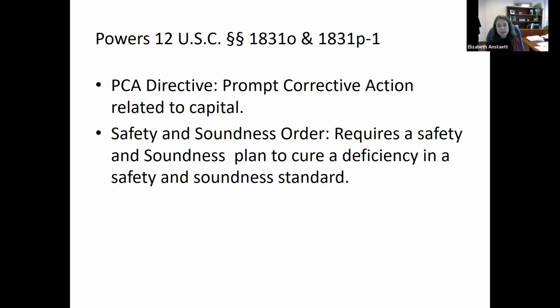Some other items that we've touched on are the prompt corrective action, which relates to capital. These are different kinds of orders, or a safety and soundness order. These are just plans, basically, but if they're not followed, it is then considered an unsafe and unsound practice, and further action can be taken.